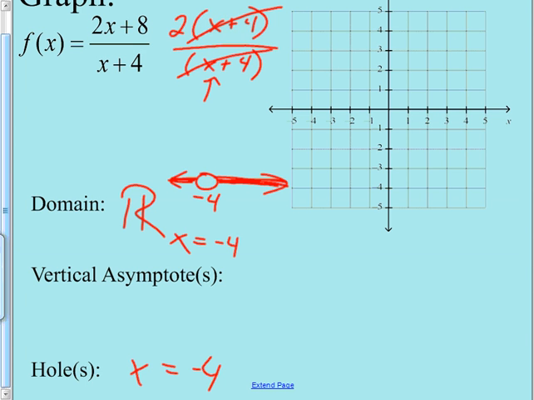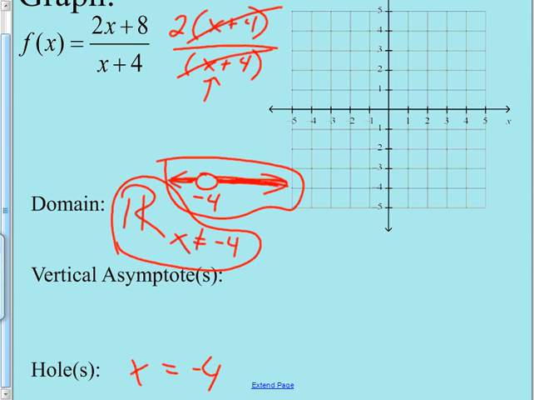What did I just do wrong that's really common? Yeah, I should say not equals -4. Good. So this way to write it is okay. That way to write it's okay. They're just different representations of the same domain. Domain means what works. Everything works except -4.